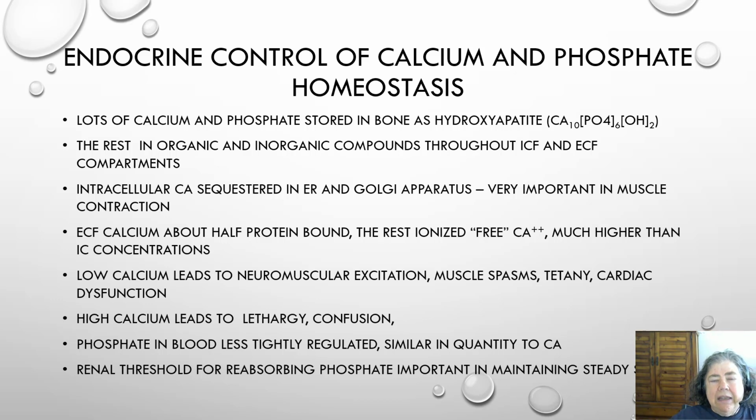It's interesting that the levels of phosphate and calcium in the blood are pretty similar. Calcium is very tightly regulated, phosphate less so, and a lot of the phosphate regulation sort of follows the calcium regulation. Some of the regulation of these ions occurs in the kidneys, and we'll talk about it, but the renal threshold for reabsorbing phosphate is really important in maintaining the steady state.